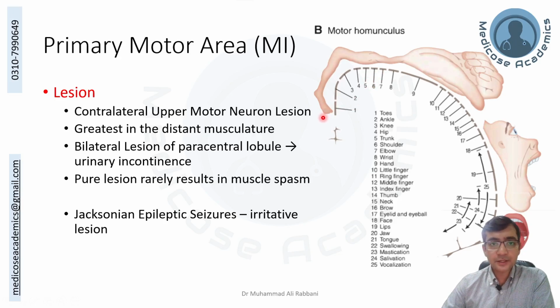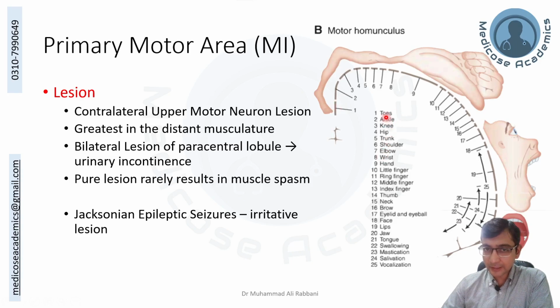Right here in the medial aspect, in the paracentral lobule, are the areas responsible for the sphincters of the anal canal and the sphincters of the bladder. So bilateral injury to that leads to incontinence of the urinary system and of the digestive system.